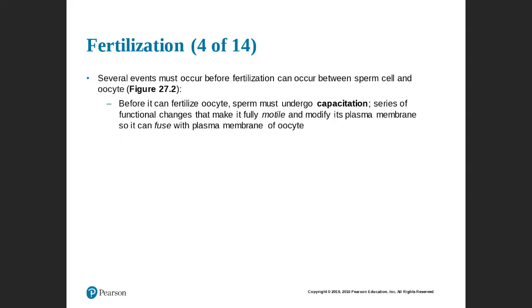So before it can fertilize the oocyte, remember, sperm have to undergo a process called capacitation. These are basically functional changes in the sperm that make the sperm fully motile, and also modify the plasma membrane of the sperm so it can actually fuse with the secondary oocyte plasma membrane.